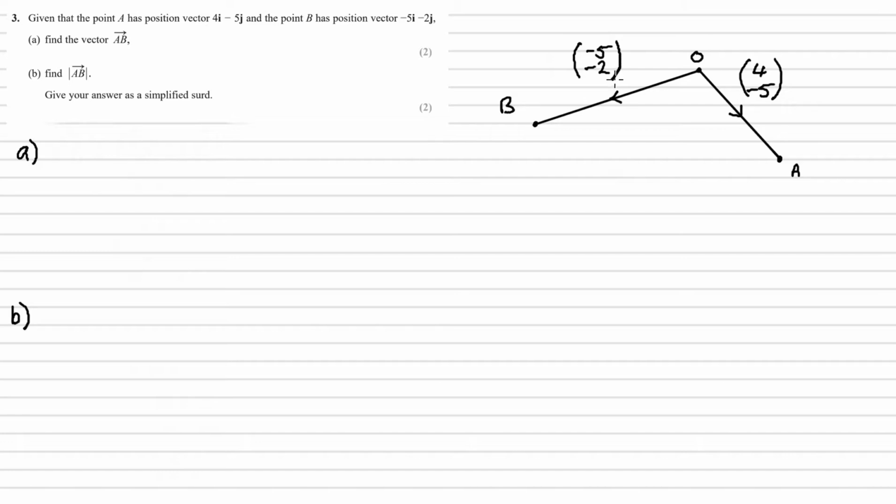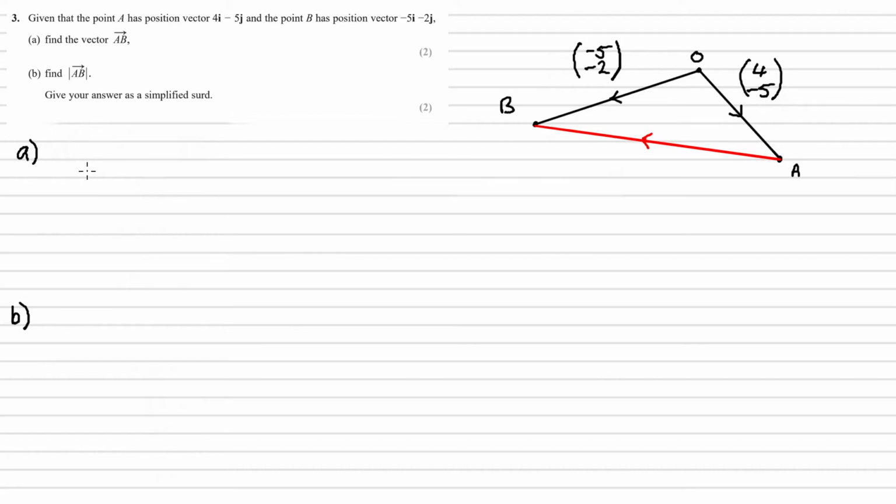It doesn't matter if you're working in column form or in i, j notation. I just prefer column form. You'll get the same answer either way. So what are we asked to find in this question? We've been asked to find the vector from A to B. So you need to ask yourself the question, how do you get from A to B? Well, you need to go back along this vector here and then forward along this vector here.